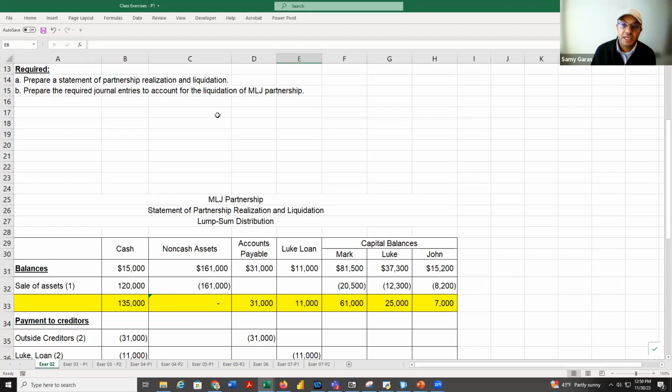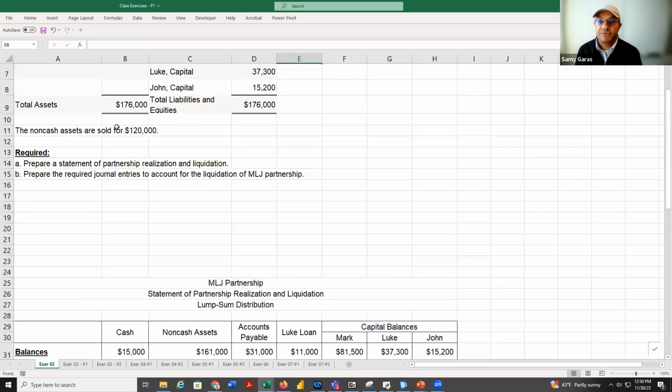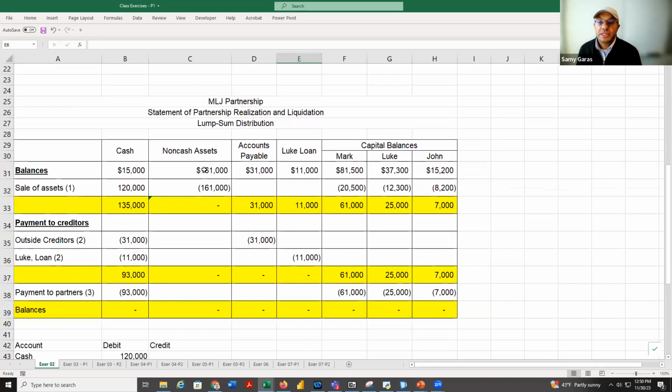The first transaction is we sold the assets for 120. So the 161 will be subtracted, but we put 120 under cash, and the 41,000 difference between them we divide by 5 to 3 to 2. So we multiply the 41 by 50%, 30%, and 20%. Then we subtract them, we get the balance here. And then we need to pay the creditor and then the loan. The accounts payable is 31, the loan to Luke is 11.